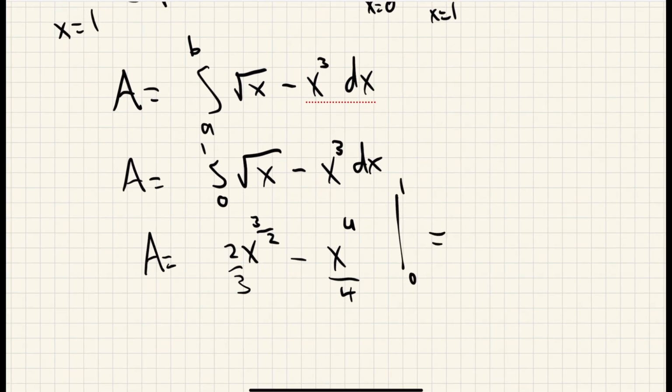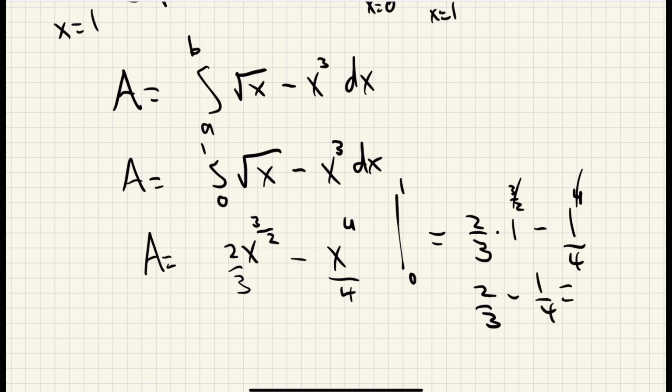And so basically we don't even need to use the 0 term, because everything's multiplied by x. So we can just say 2/3 times 1 to the 3/2 minus 1/4, 1 to the 4th over 4. In this case, the exponents will just cancel out because they're 1 raised to something. So we can say 2/3 minus 1/4 equals, and that's our answer.